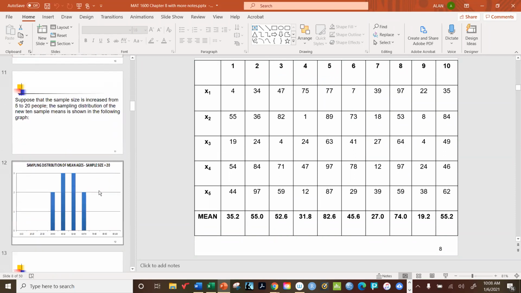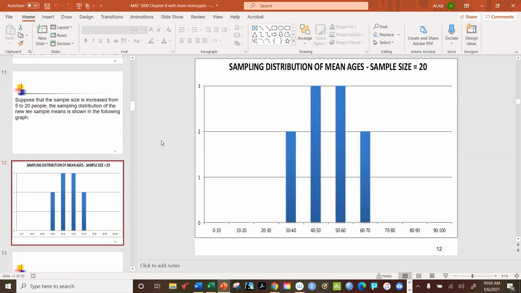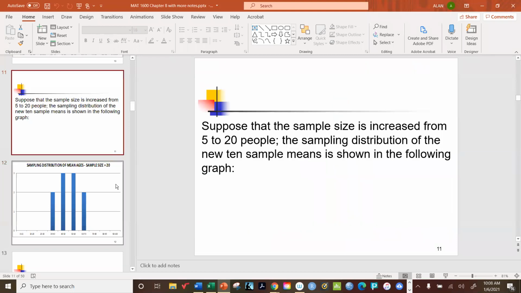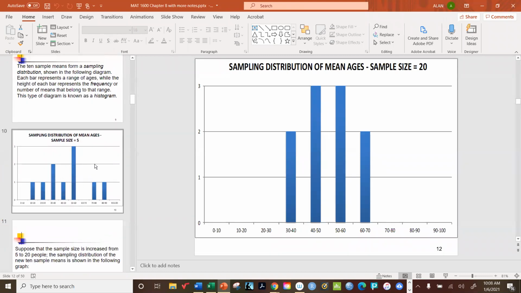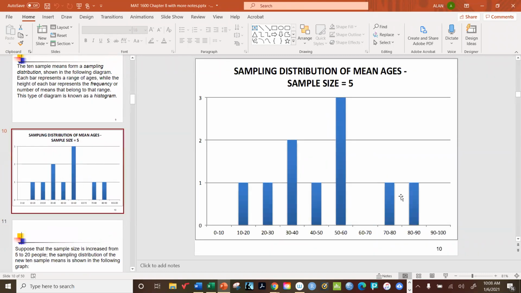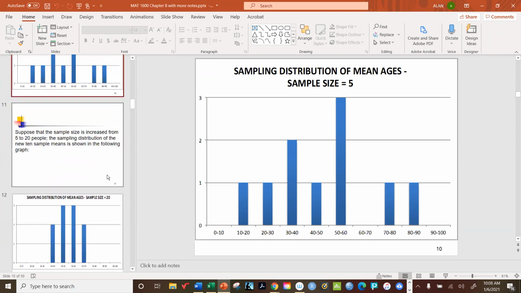Okay, in fact, that's exactly what happened. And you can see the histogram here shows that when I had a sample of 20, the mean age was actually always between 30 and 70. And most of them were clustered in the center like this, unlike the previous case where they basically were scattered around from as high as 80 to 90 to as low as 10 to 20.